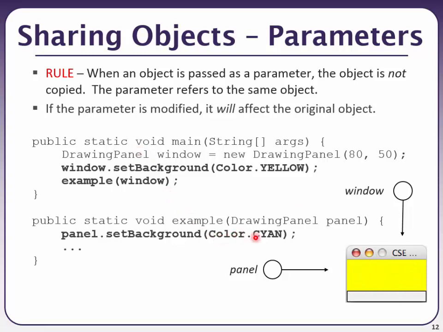manipulating. So once we say, for example, panel dot set background color cyan, there we go. This is a color that's going to be changed, the color of the shared object between the main and the example method.